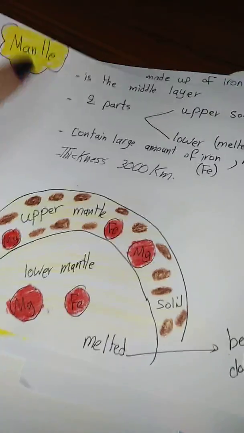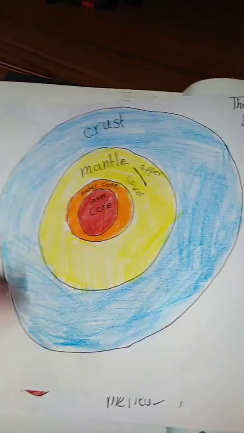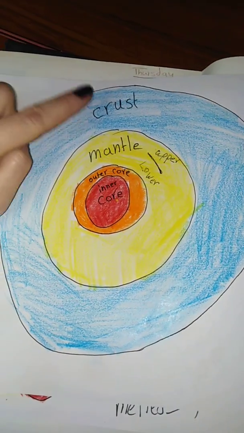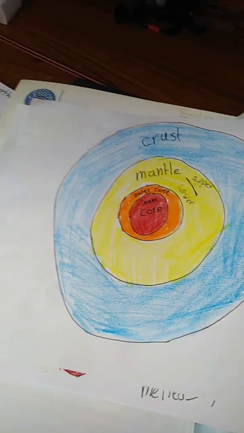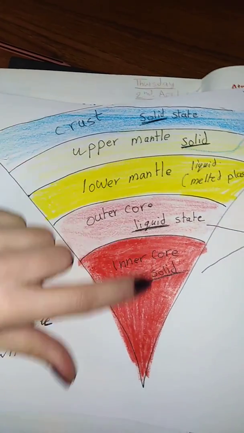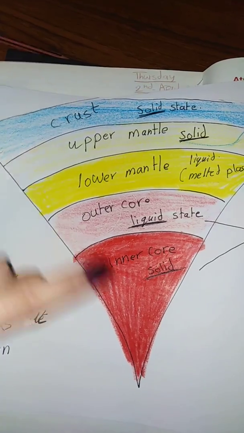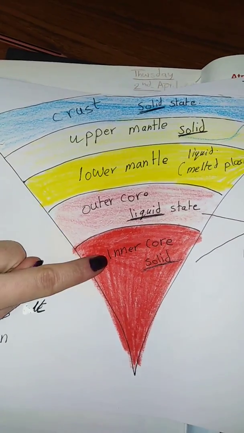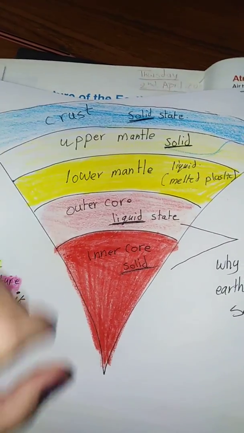Okay, so what we know today about the earth's layers. Remember the picture. We have 3 layers of the earth: crust, mantle, and core. Again, crust, mantle, and core. We have 2 parts in mantle, upper and lower, and in core, outer and inner. Now we will talk about the state of each layer.